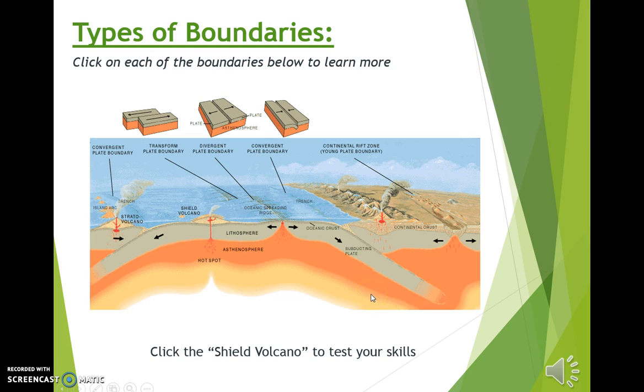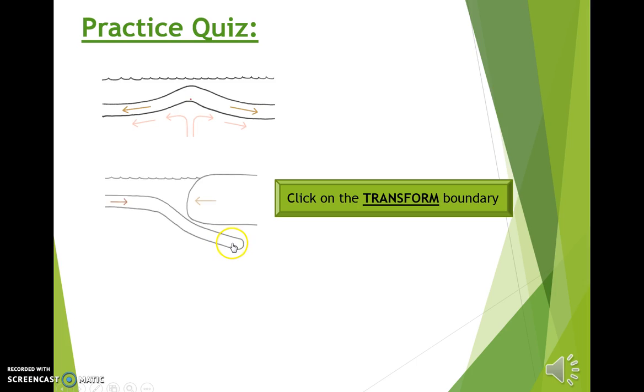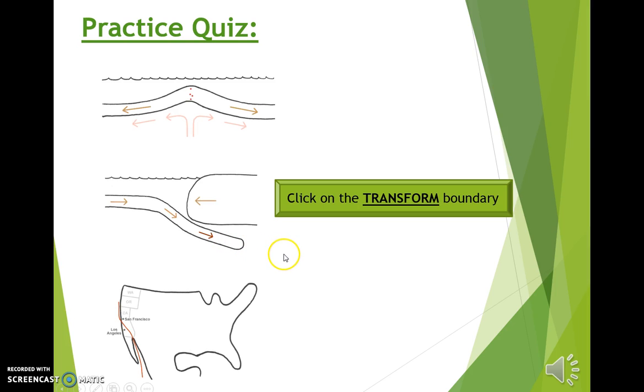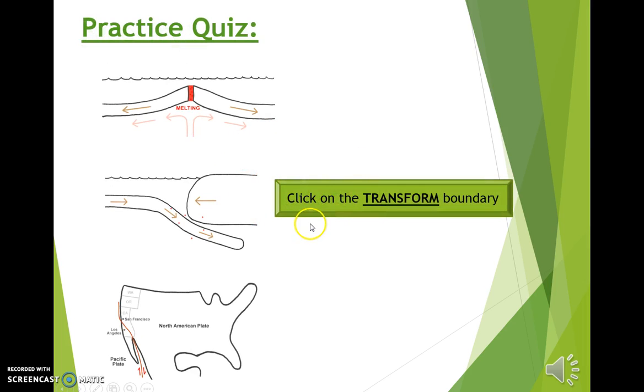Once students have completed their examination of the information, the hyperlink on the shield volcano takes students to an in-presentation formative assessment. This is the first slide of the formative assessment. Students are asked to identify a specific type of boundary based upon the animations provided. If they get the wrong answer, students are asked to try again. If the student selects the correct animation, the presentation will move on to the next question.